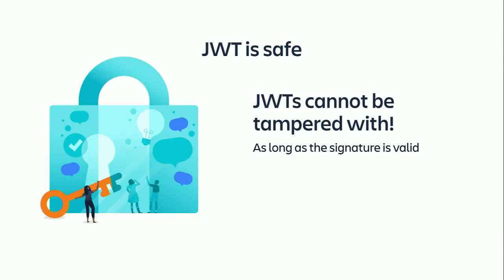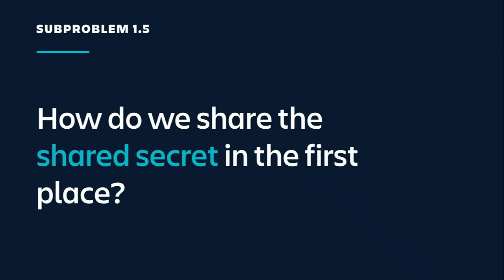So as long as the signature is valid, a JWT token is safe. It can't be tampered with. The contents are definitely what was originally sent by the trusted sender. All right, so that's all fine and dandy, but we talked a lot about this shared secret. How do we convey the shared secret with the two parties?